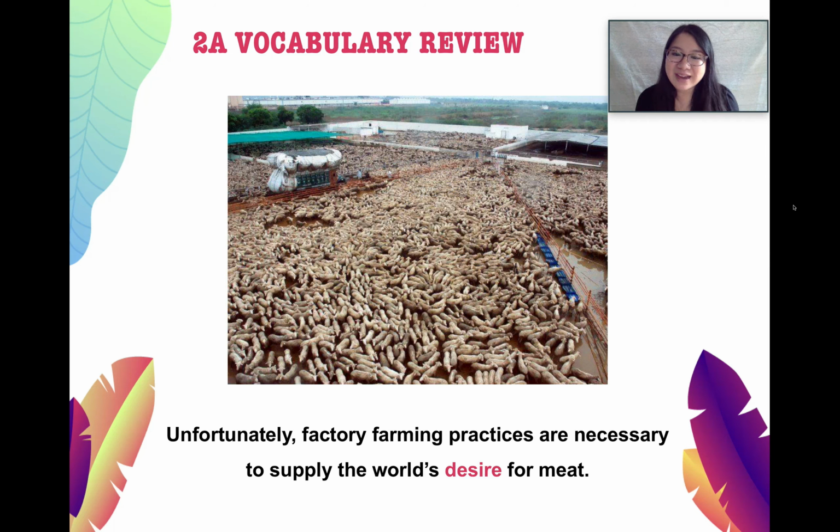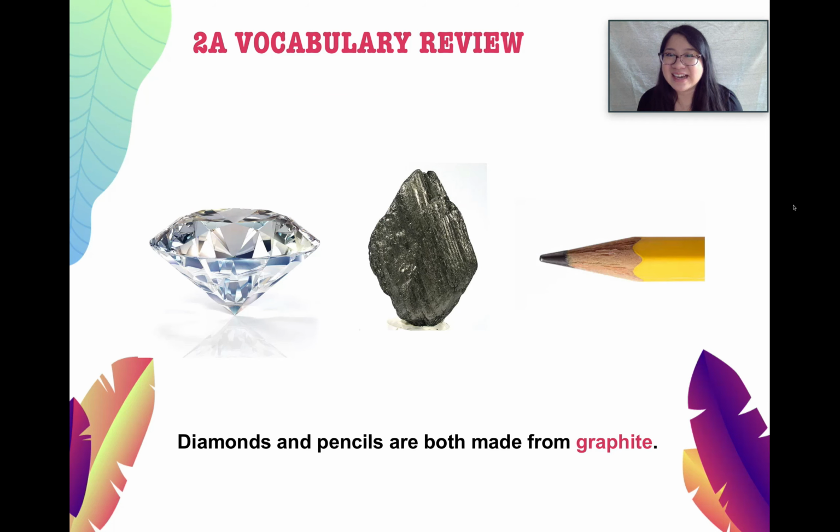Unfortunately, factory farming practices are necessary to supply the world's desire for meat. When we desire something, we really want it or we really need it. The vocabulary word is demand. The world's demand for meat. And you can see how many animals are in this one factory farm. Pretty crazy.